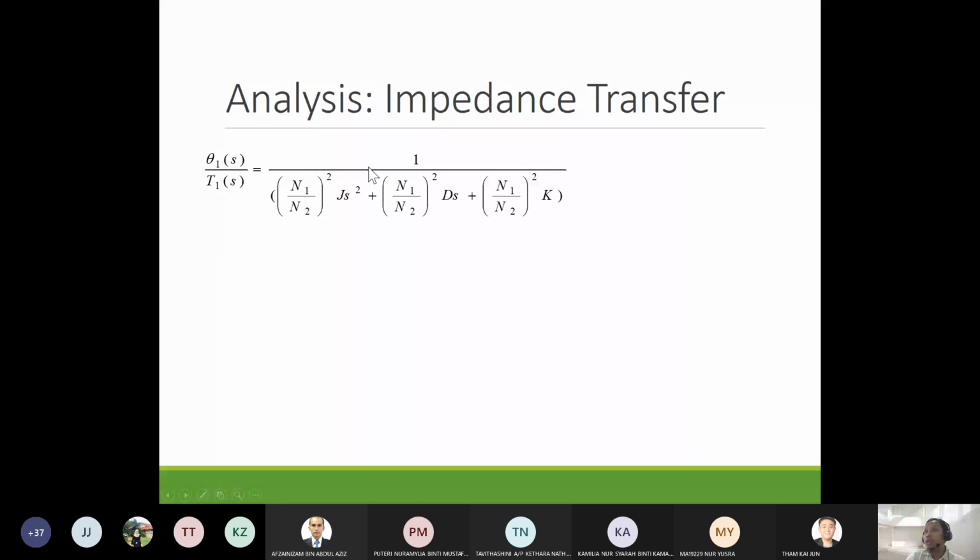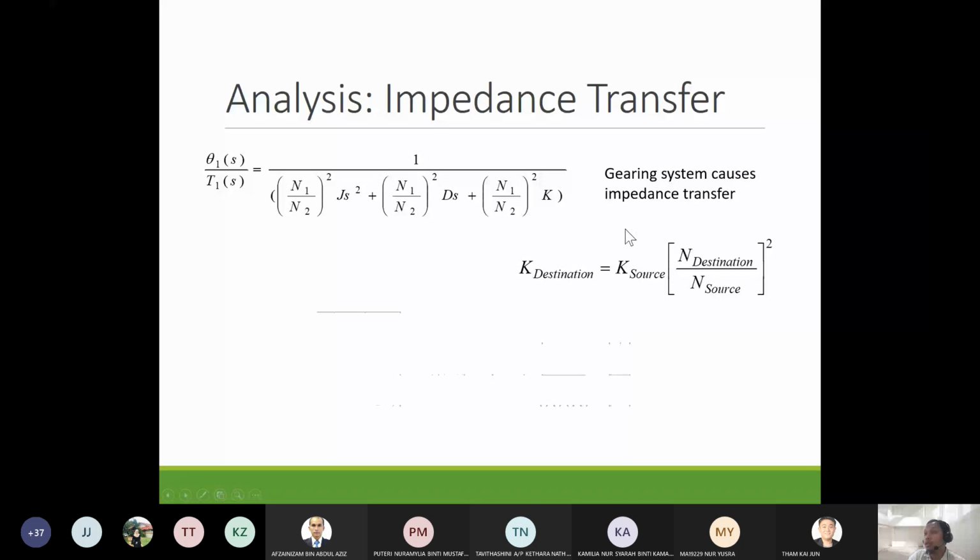So here we have this equation of the transfer function. We have N1 over N2 squared for each of the inertia J, damper, and spring K. Here, the gearing system causes some impedance transfer, so we call this N1 over N2 squared the impedance transfer. To find the impedance transfer, basically we use this relationship: K destination equals K source times N destination over N source squared. We will look at this later. What is this and how to use this?